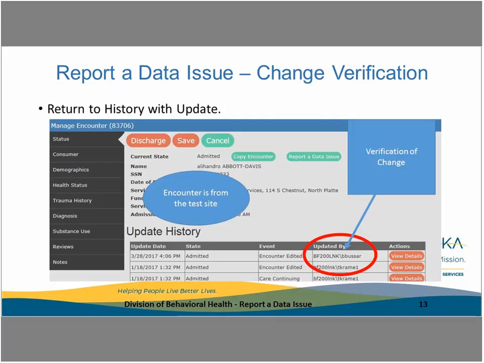Once the change is made, the history form of the encounter records a change having been made. Here we see a change having been made. Click on the View Details button to see what the change was.